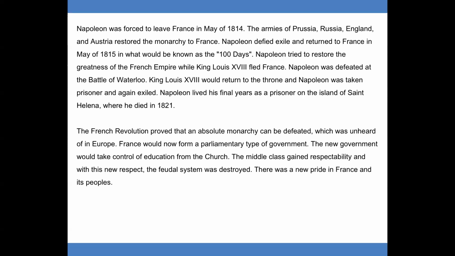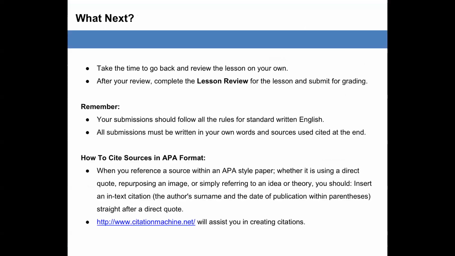The French Revolution proved that an absolute monarchy can be defeated, which was unheard of in Europe. France would now form a parliamentary type of government. The new government would take control of education from the church. The middle class gained respectability, and with this new respect, the feudal system was destroyed. There was a new pride in France and its peoples.